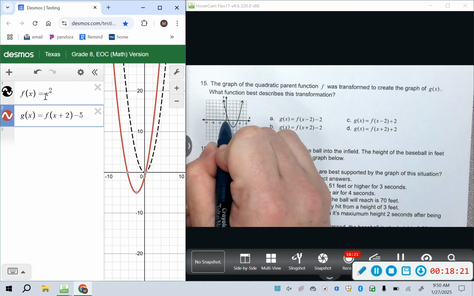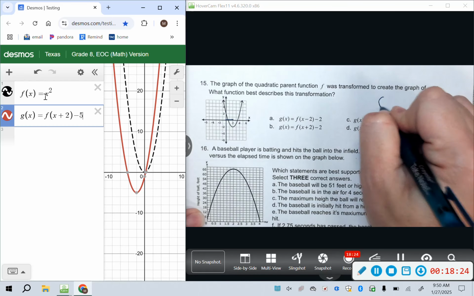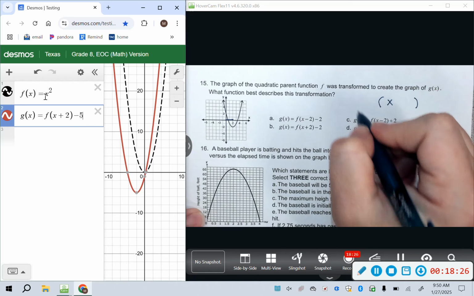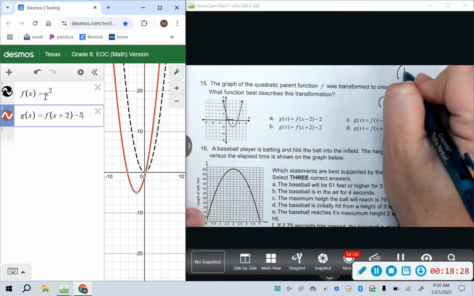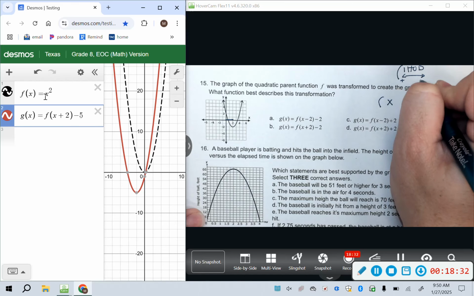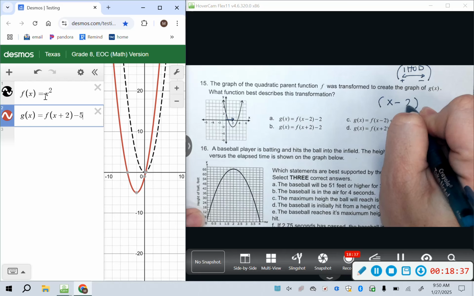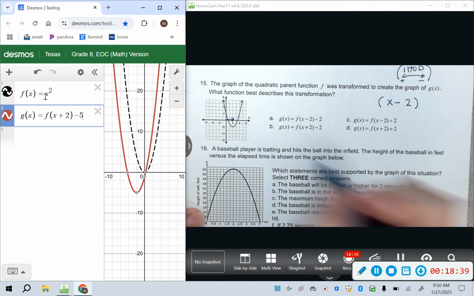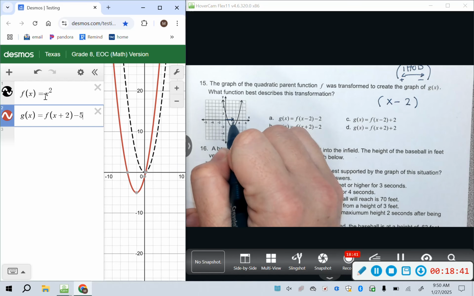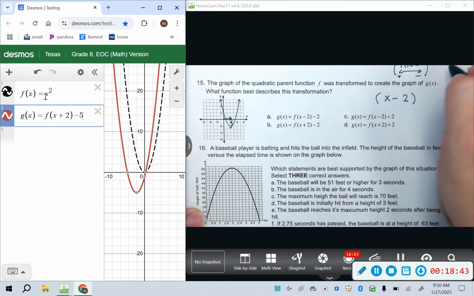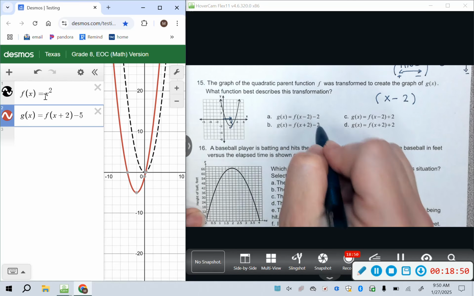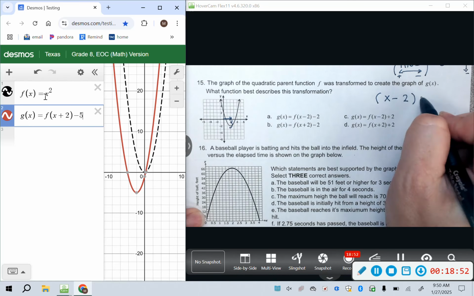So if it goes right 2, remember, inside is opposite. So this way is plus, this way is minus. So if it goes right 2, that should be minus 2. And then it went down 2, which is outside, exact. So up is plus, down is minus, so I should have minus 2. So I should have a double negative.